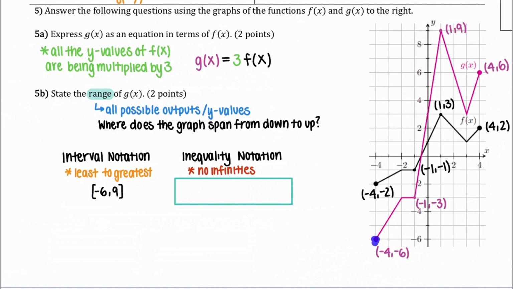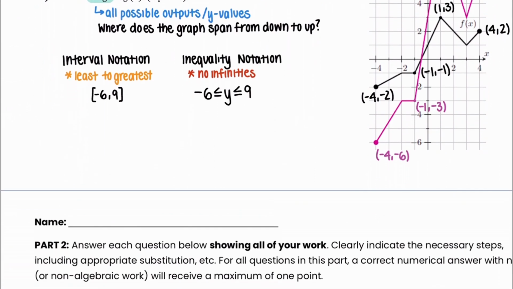So we have to remember that brackets itself just tells us that that point does exist. There is a point when y equals -6, and there is a point when y equals 9. Same thing for inequality notation. We have -6 less than or equal to y less than or equal to 9. Now, if instead of y you write g of x, that's perfectly fine too, since they're both synonymous. Let's look at the next question.